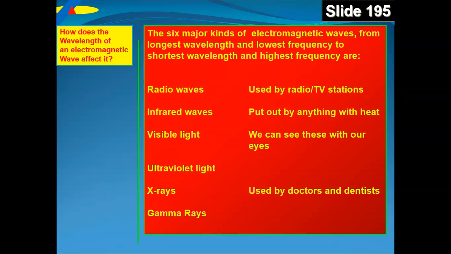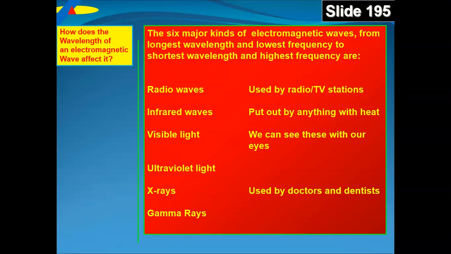So the 6 major kinds of electromagnetic waves from longest wavelength and lowest frequency are radio waves. Those are used by radio and TV stations to send over-the-air signals. Infrared waves, those are put out by anything with heat. If you've ever seen the night vision that the police or military use, when they are focused on a person, the person seems like they're glowing. That's called their heat signature. So that's what infrared waves put out. Or infrared waves are put out by things with heat.